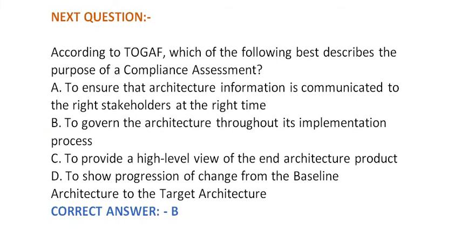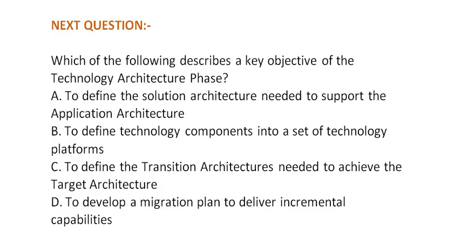And option D, to show progression of change from the baseline architecture to the target architecture. And the correct answer is option B. Now moving to the next question. Which of the following describes a key objective of the technology architecture phase? Option A, to define the solution architecture needed to support the application architecture.